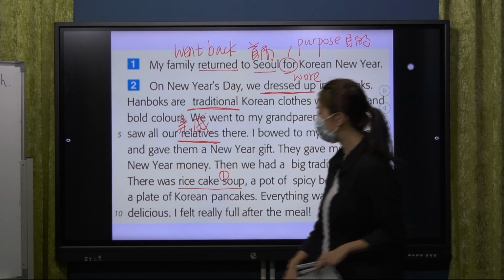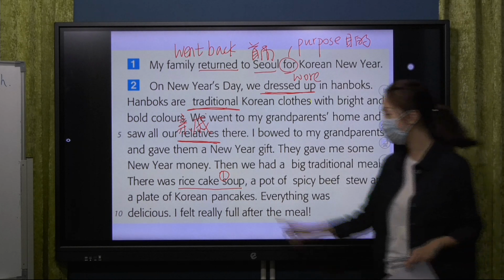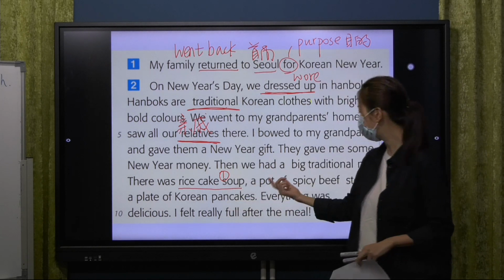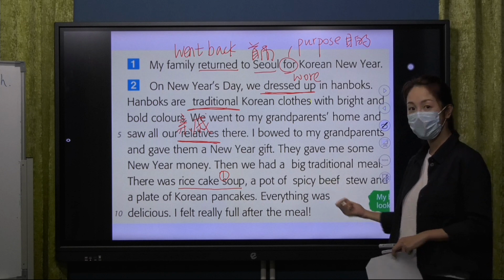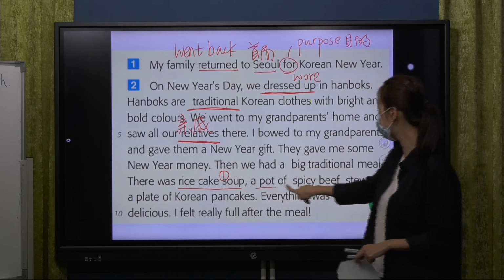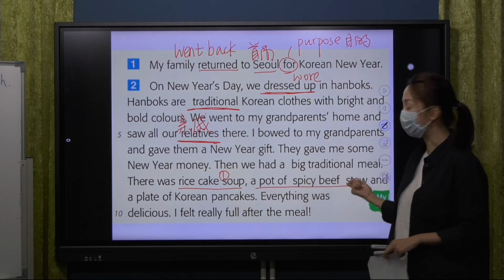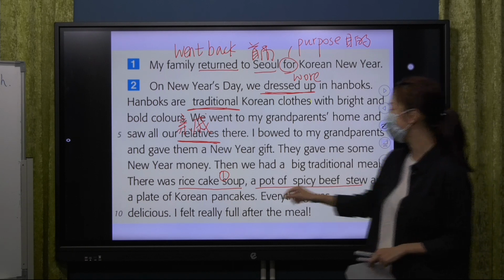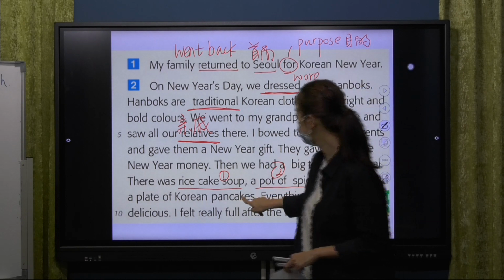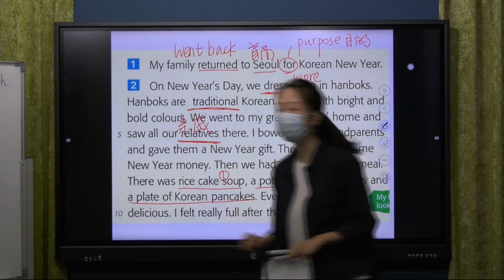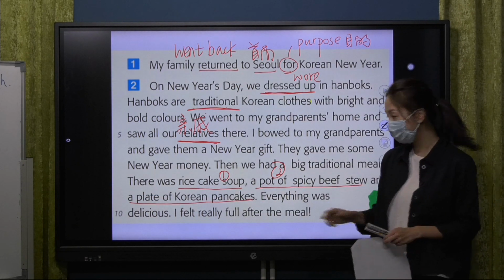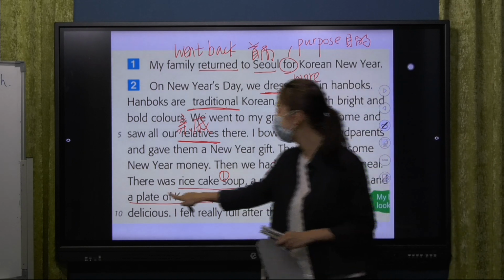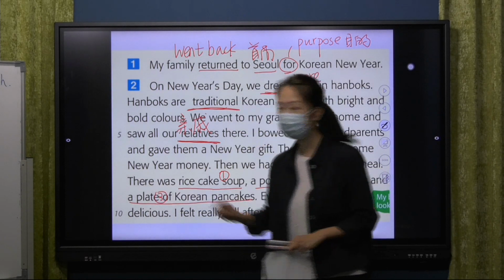Food number 1, rice cake soup. A pot of spicy beef stew, okay, so this is a 燉牛肉, spicy 辣嘅. And a plate of Korean pancakes. Pancakes, 煎餅, okay? 3 kinds of food.